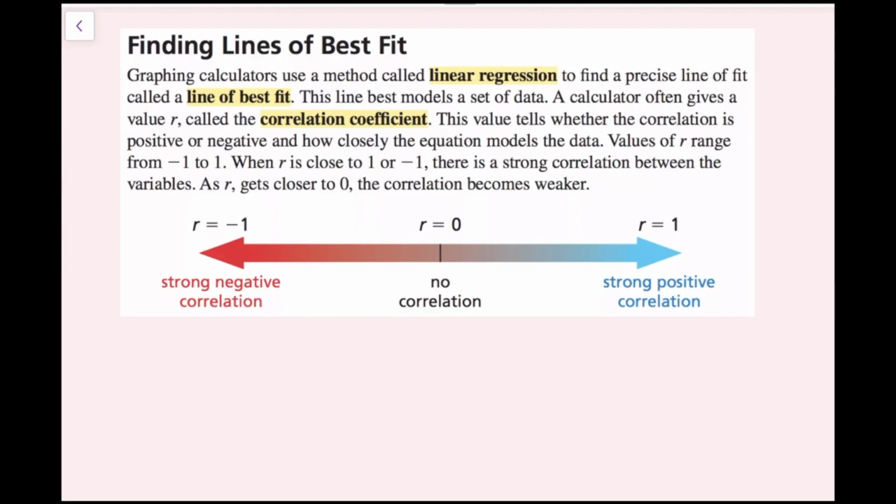Values of r range from -1 to 1. When r is close to 1 or -1, there's a strong correlation between the variables. As r gets closer to 0, the correlation becomes weaker. So in this linear regression that we'll be doing, a strong negative correlation is a value close to -1 for r. Something close to 0 means that there's not really any correlation or no correlation. And then something close to +1 means that we have a strong positive correlation.